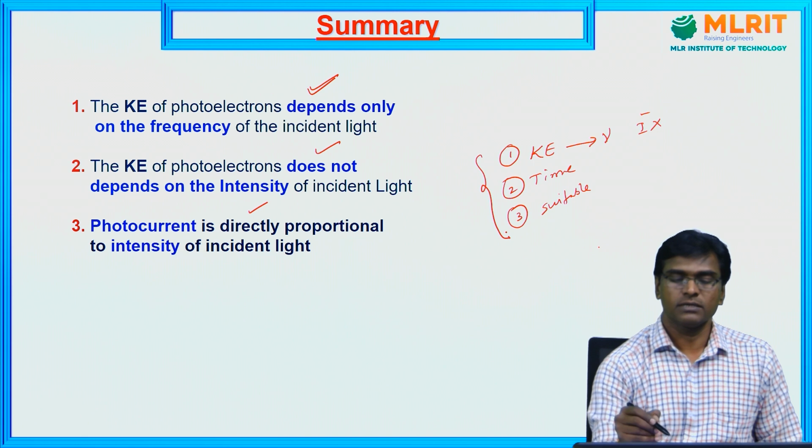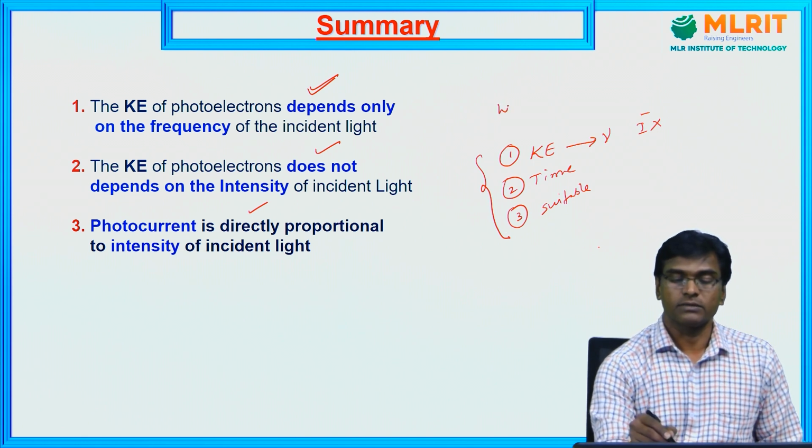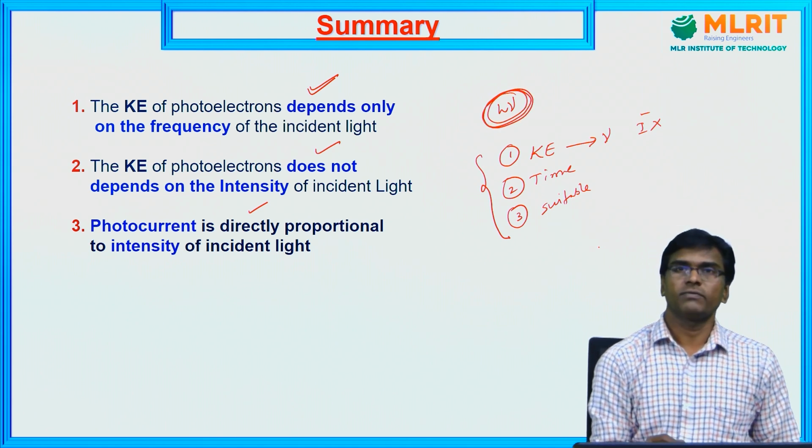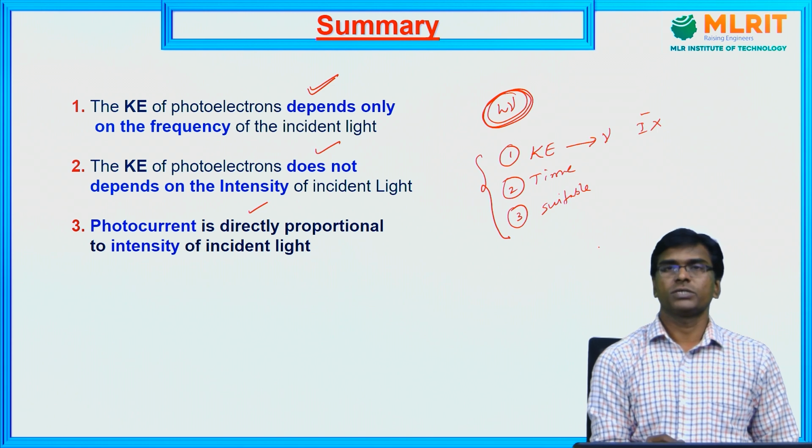The reason is that Einstein assumed that energy is concentrated in packets. These packets we call photons. It means that the photoelectric effect is the best demonstration of the particle nature of light.